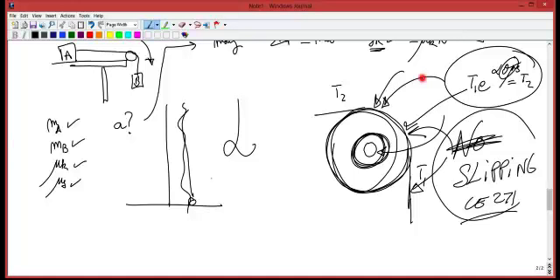Excellent. So is that better, Drew? Frictionless pulley means no friction on the axle. That's it. They do not refer to the friction between the string and the rim. That's all. Excellent.